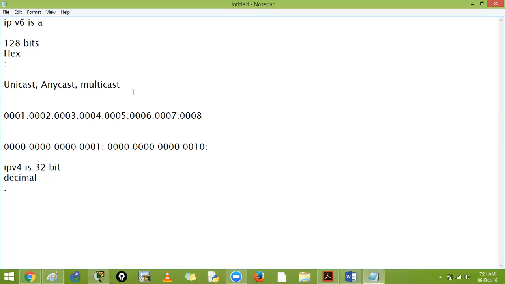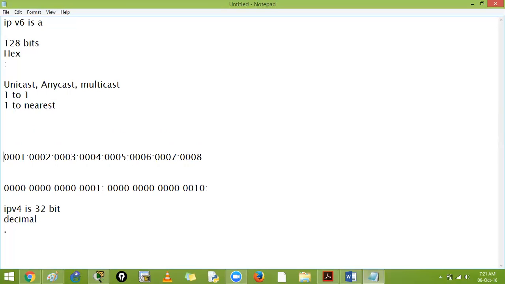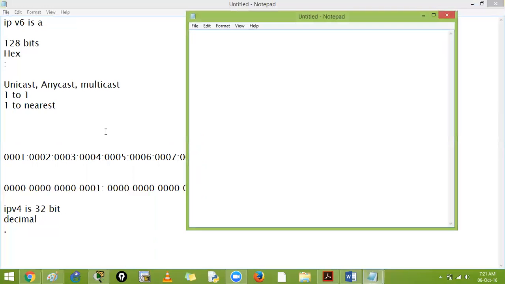What is unicast? Unicast is one-to-one. Multicast is one to a group. Anycast is one to the nearest. In your IPv4 addresses, you cannot assign the same address to two different devices on the internet.